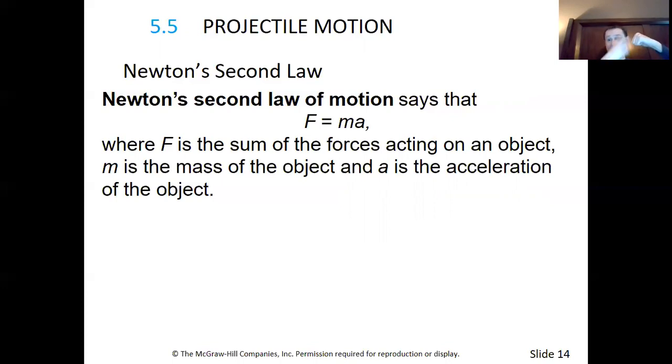Mass is just a measure of how much stuff is there. If you take a force and you apply it to a mass, it will accelerate. Its velocity will change. And it's given by this equation right here, F equals ma. So if you know the forces acting on a mass, you also know its acceleration.